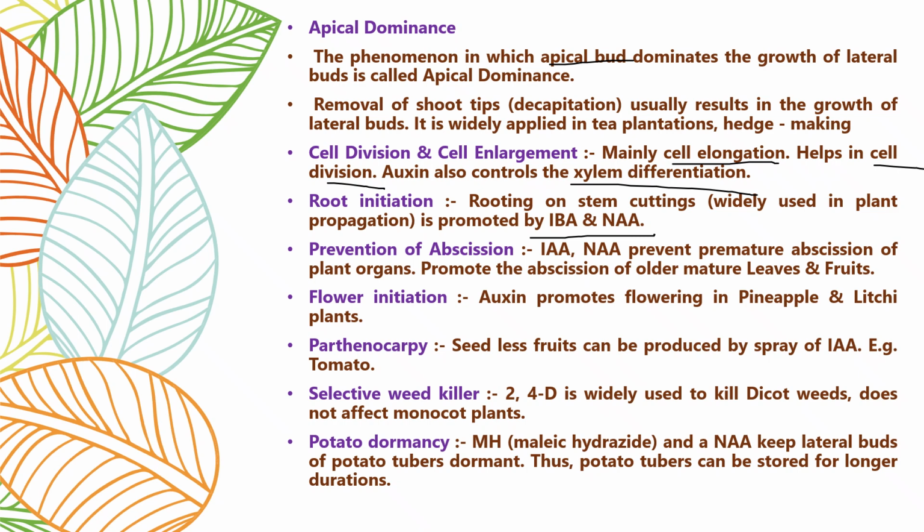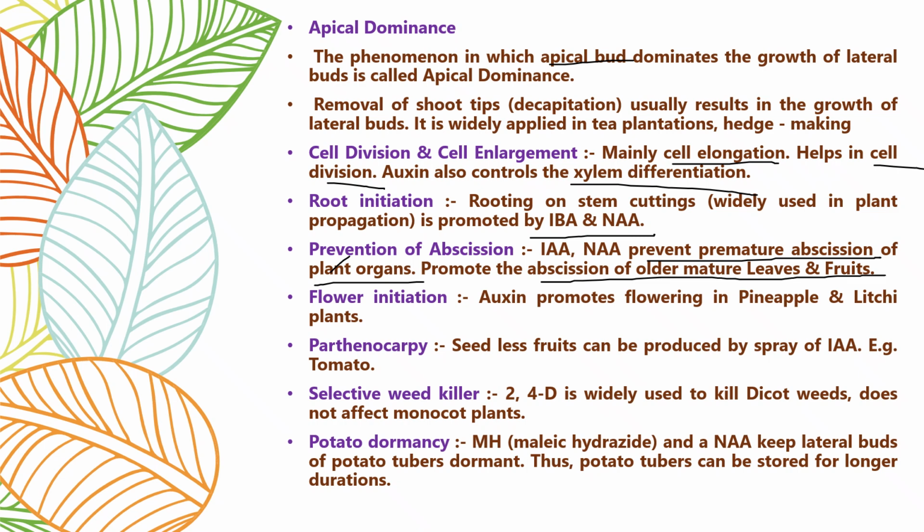Next one is prevention of abscission. When new plant parts are grown, such as new leaves, new buds, and new flowers are synthesized in a plant, auxin prevents the falling off of these new plant organs, but it promotes the abscission of older mature leaves and fruits which are no more required in the plant, which are old and dried. So it promotes their falling off, but it prevents premature abscission of newly formed plant organs such as newly formed buds and leaves.